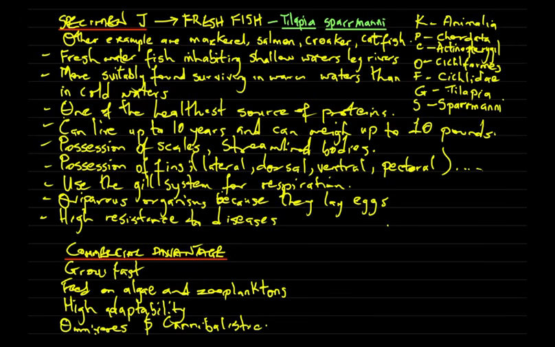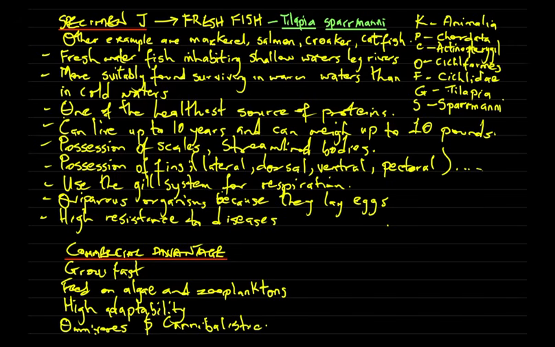If you look towards the right hand corner of the screen, I put up the scientific classification of this organism. The kingdom is Animalia. The phylum is Chordata, because it is a chordate, it has a backbone. The class is Actinopterygii, and the order is Cichliformes. The family is Cichlidae, the genus is Tilapia, and the species is Tilapia zillii. And so that is how we get the scientific name of tilapia.